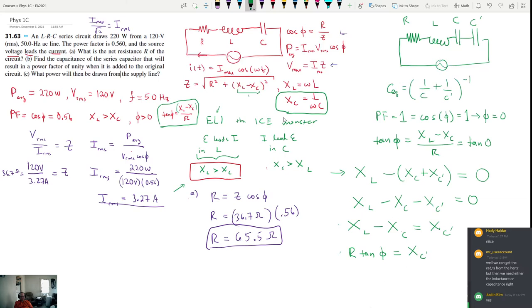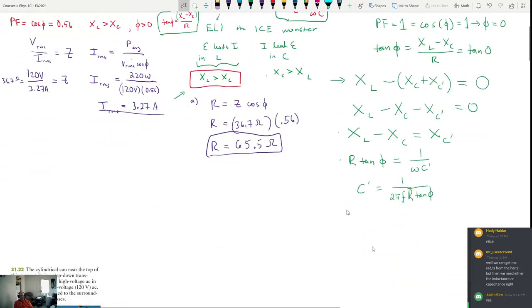Right? And let's open this up a little bit more. XC prime is just 1 over omega times C prime, which means we find that C prime, the capacitor that we want to add, is just equal to 1 over omega, which is 2 pi times the frequency, and then we have R tan phi. So even though we can't actually figure out what XL minus XC was, we can figure out the kind of capacitor we want to add by just looking at this equation here. So 2 pi, the frequency was 50 hertz. The resistance we calculated here was 65.5 ohms. And then we multiply by the tan of phi.